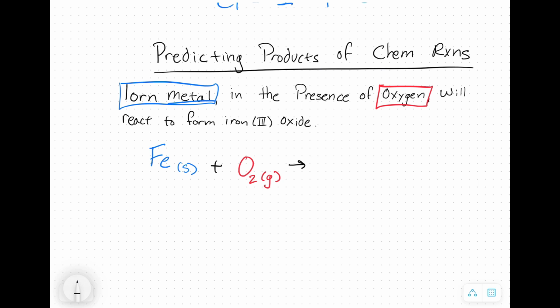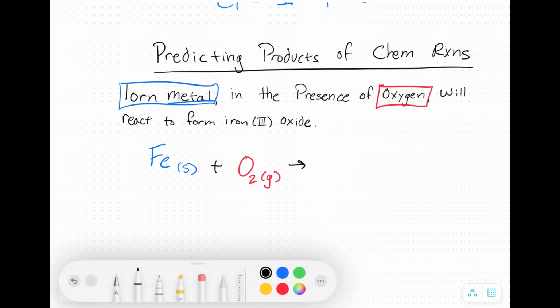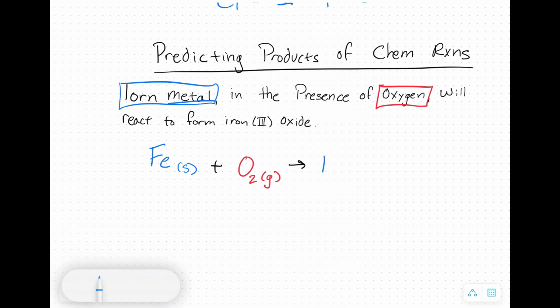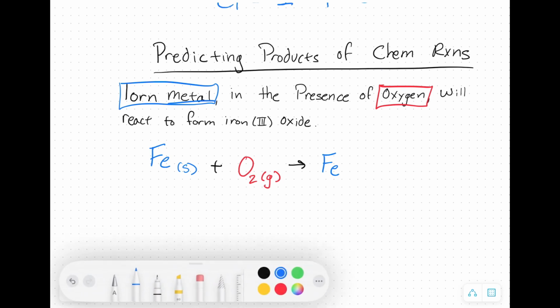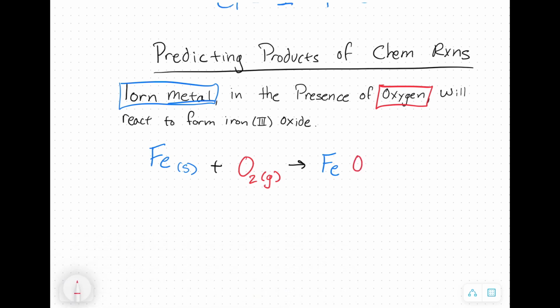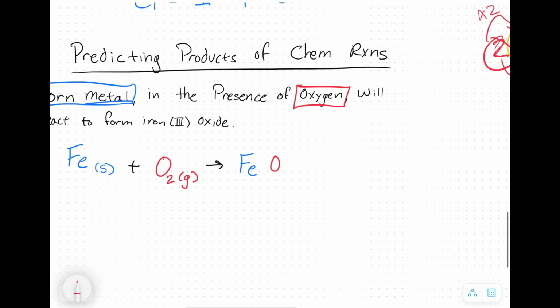And we're going to react and form iron 3 oxide. So I know there's going to be an iron in there, Fe. I know there's going to be oxygen in there, O. The only thing is I don't know how many, or if I should put a subscript. I don't know if I should put 2 here, or 3 here, or 4 over here. I don't know what numbers to put.